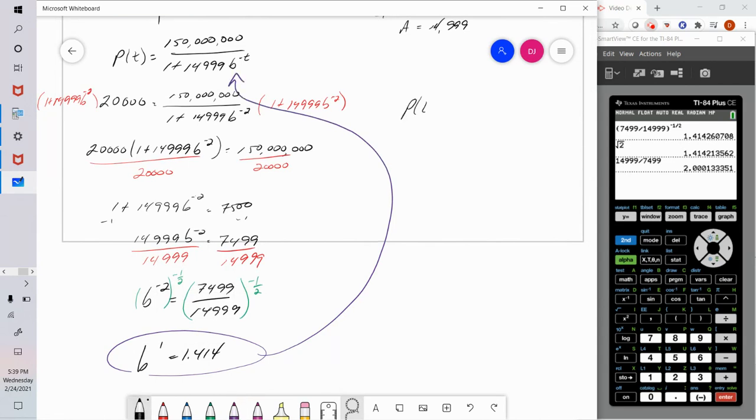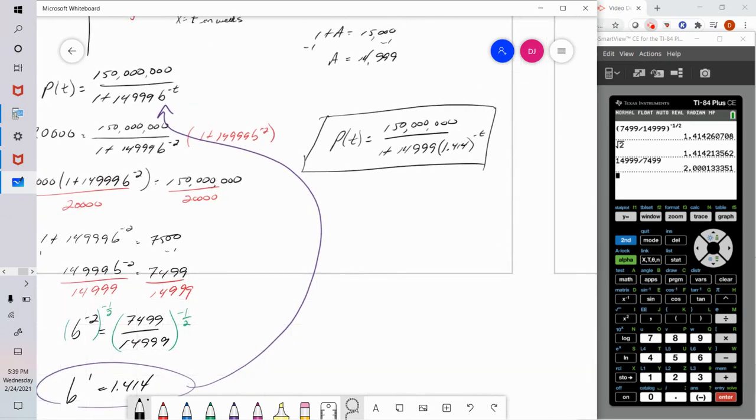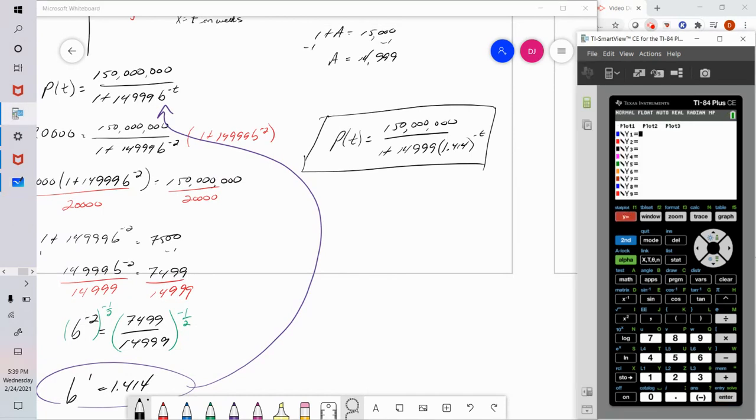And so P of T will equal 150 million over 1 plus 14,999. Oops, not B, right? What is B? B is 1.414 to the negative T. And this is the logistic function. Okay, now before I do anything else with that, I'm going to put that in my calculator.